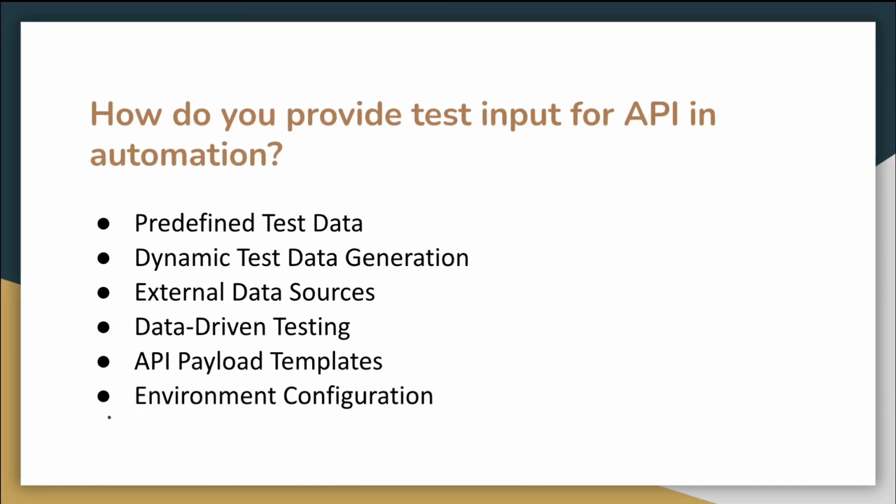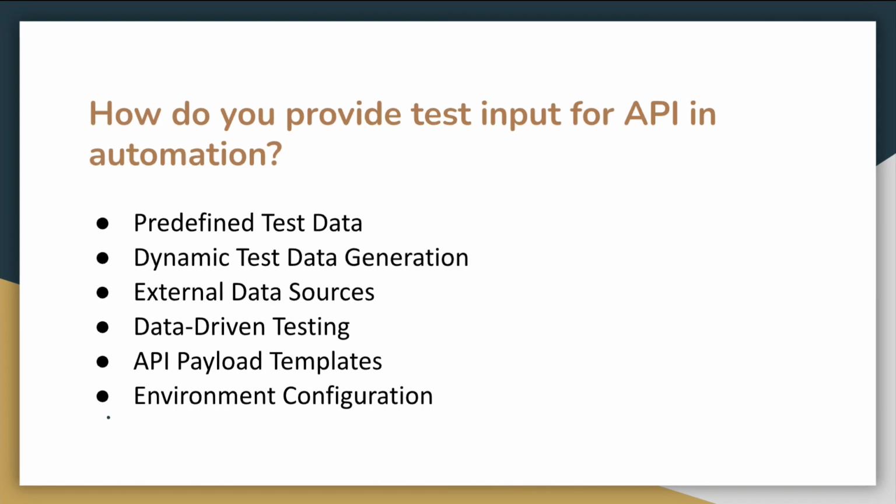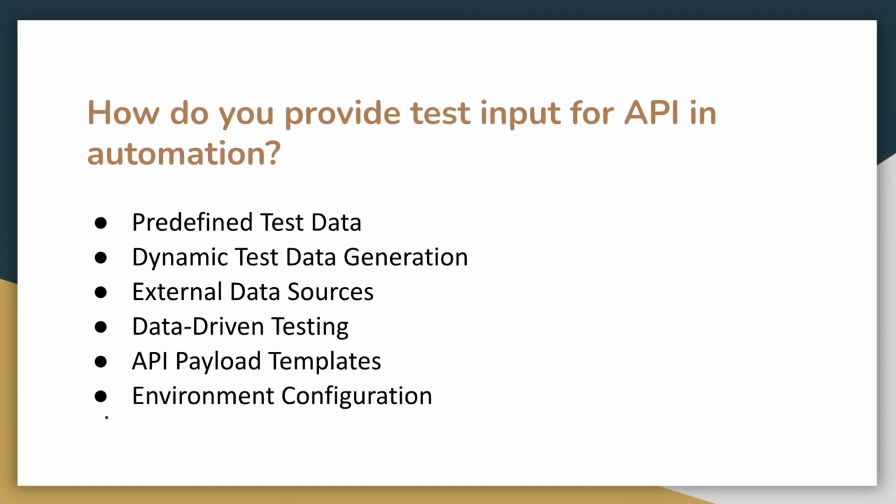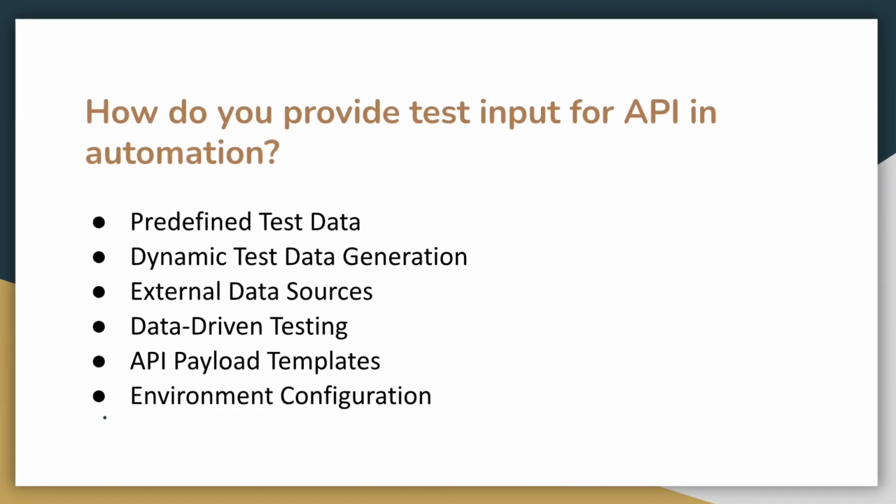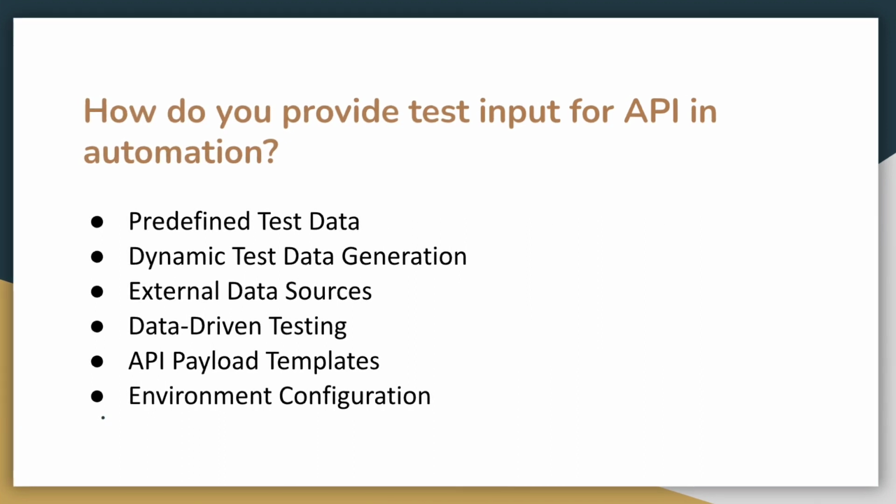Okay, so let's move to the next question, that is, how do you provide test input for API in automation? In API automation, I provide test input using different methods to ensure thorough testing. Here are some ways I do it.